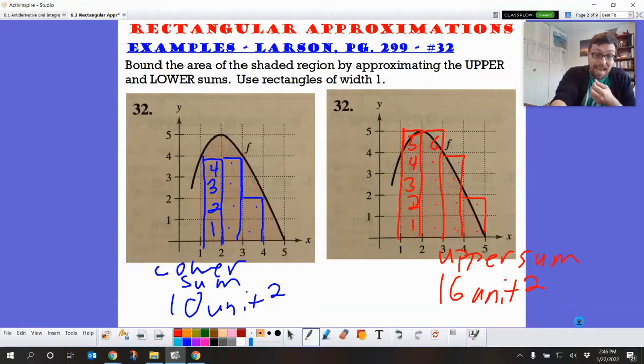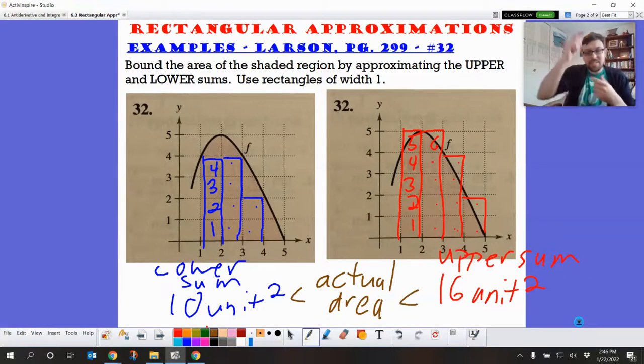So we know that the actual area has got to be somewhere in the middle. It's got to be somewhere in between those two. Because if we look at the blue one, there's a bunch of ones that we're wasting. We're not counting this stuff. We're not counting this stuff. We're not counting this stuff. So we're definitely under with that blue guess.